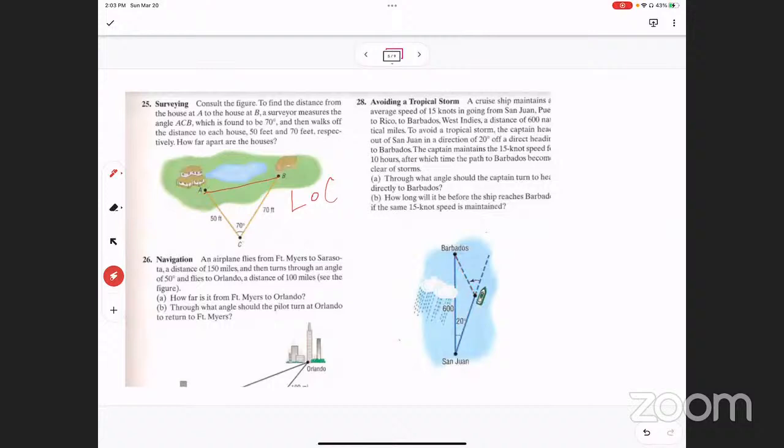20 degrees off a direct heading. Okay. Oh, I guess we do need the 15 knot speed. We're going to have to know this. 15 knot speed for 10 hours. What does knots mean again? What does 15 knots mean? Is that nautical miles per hour? I guess that's what knots are.